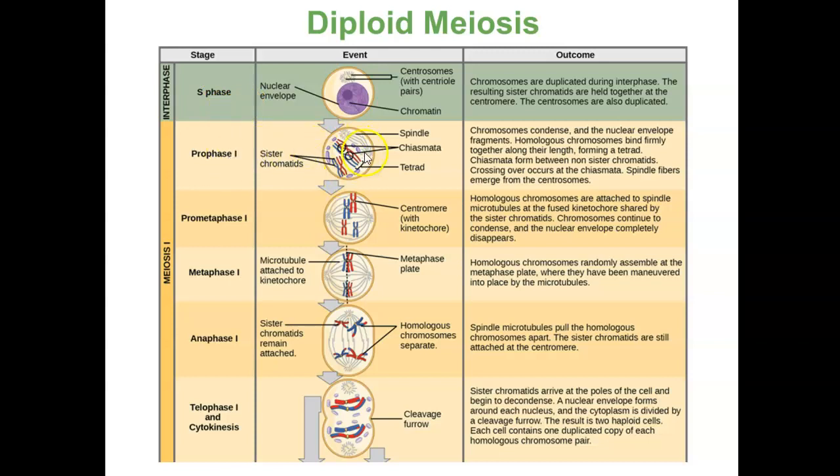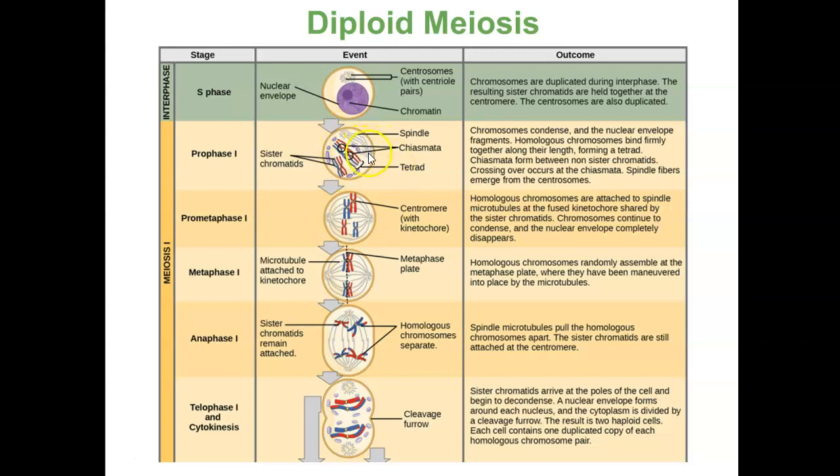So the initial opening events in prophase are pretty similar. The nuclear envelope disintegrates. This envelope is gone. The chromosomes condense down from their unfurled chromatin back down into their condensed chromosome structures, the condensed X-shaped things that we're familiar with.